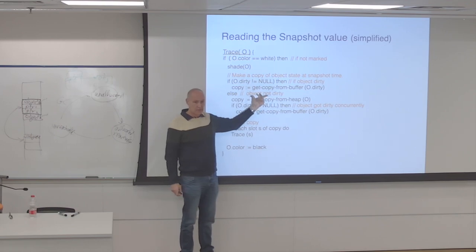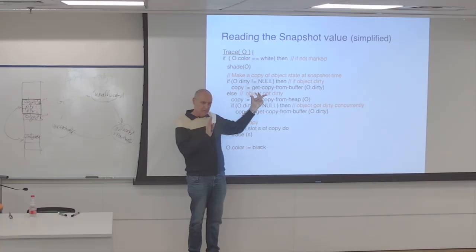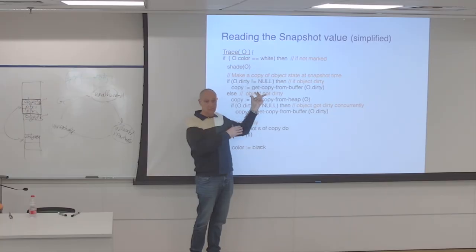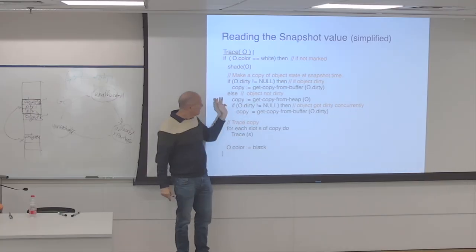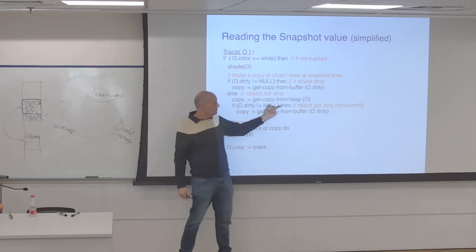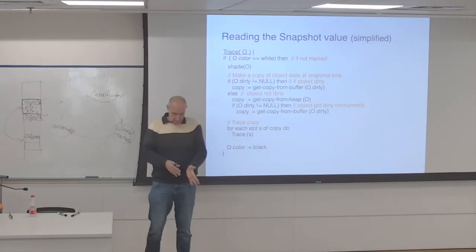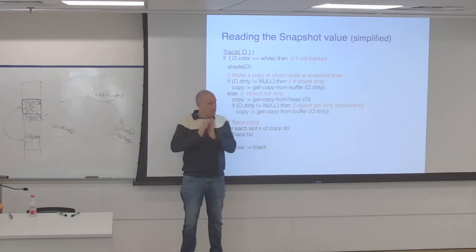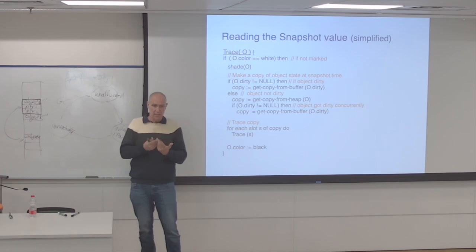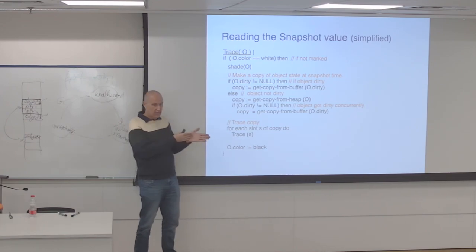Otherwise, the object is not dirty, and this is the more dangerous case because you're going to read it from the heap, but at the same time that you read it, maybe the program changes it and copies it. So you have to be careful here. You start by reading it from the heap. And if nothing happens, if the program does not touch it or change it, then that's fine. You read it and it hasn't been changed, so it's the same view of the object as it was at snapshot time.